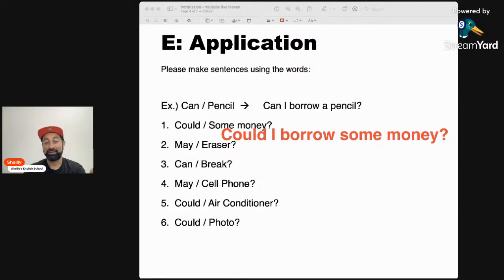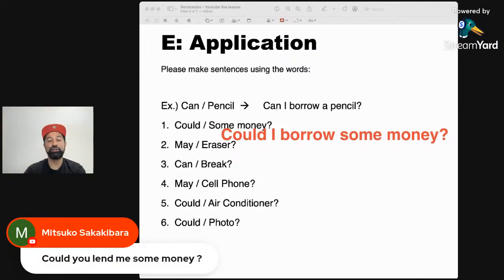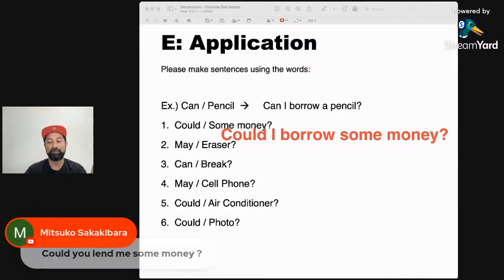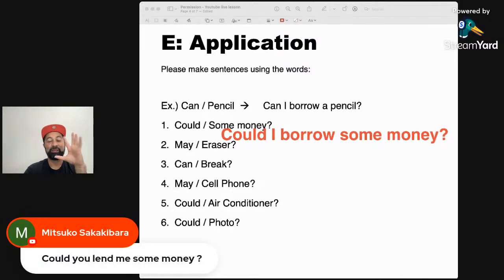It's quite useful. Now, I got some good answers here. Mitsuko says, could you lend me some money? And XYZ also says, could you lend me some money? Now, these questions are perfect. The grammar is perfect. And in this situation, that is a perfect question. But that question is a request. I'm asking you to do something. So it is a perfect question, and in this situation, you can use that.